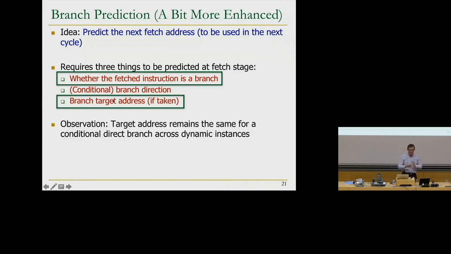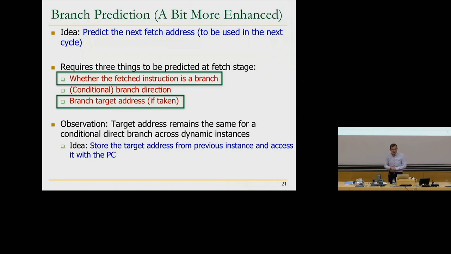So the observation, why this works, is the target address remains the same for a conditional direct branch across dynamic instances. This is also true for unconditional PC plus offset-based branches, clearly. So if your target address is always the same for the same static branch, if you execute it once, the target address is the same. Next time, the target address is the same. For the example over here, if then else, the target address is the same, right? One of the targets is PC plus 4. That's easy to calculate. The other target is whatever the beginning of this memory address is, essentially, for that block.